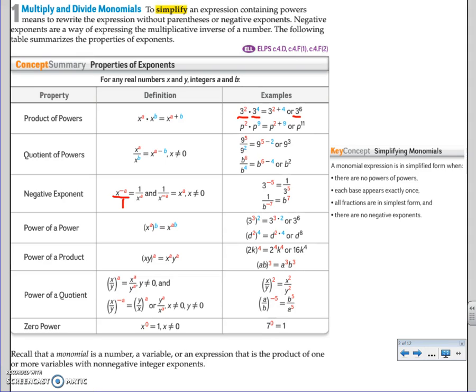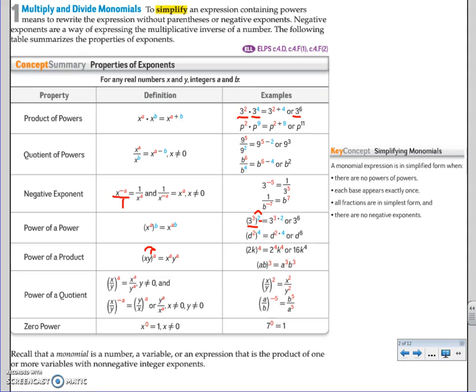Power of a power: you have a single thing, a monomial, and that's raised to another exponent. You can just distribute the power in. So for example here, they have 3 cubed, raised to the 2nd. We'll just multiply the exponents, 3 times 2 is 6, so 3 to the 6th power. Power of a product, same thing. It's still a monomial. You just distribute the exponent to everything inside.